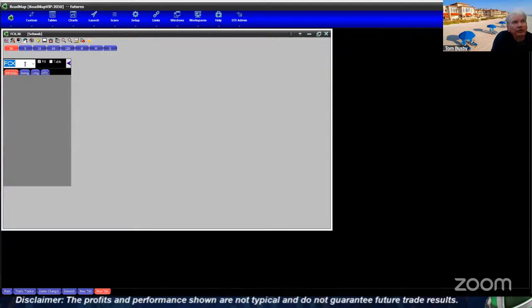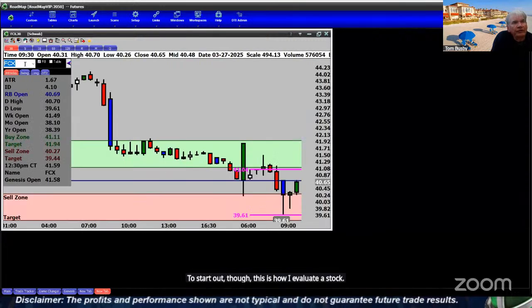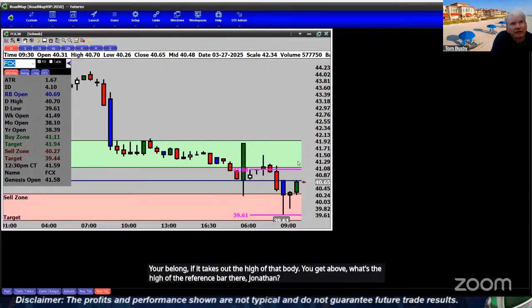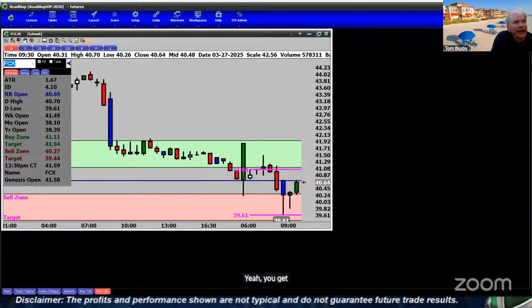To start out now, this is how I evaluate a stock. First, Jonathan, if you look at that, where should you be long? You ought to be long if it takes out the high of that body. You get above, what's the high of the reference bar there, Jonathan? The high of the reference bar is $40.69. Yeah, you get above that, then I would take it out, okay?